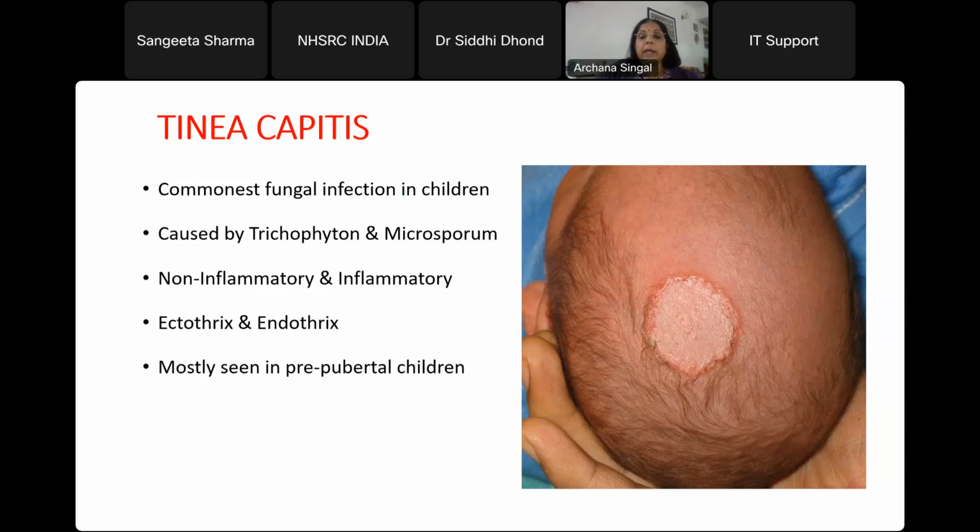So this is tinea capitis. This is a newborn child, home born, and it was acquired from cow dung application that was done for the child. Okay, next.